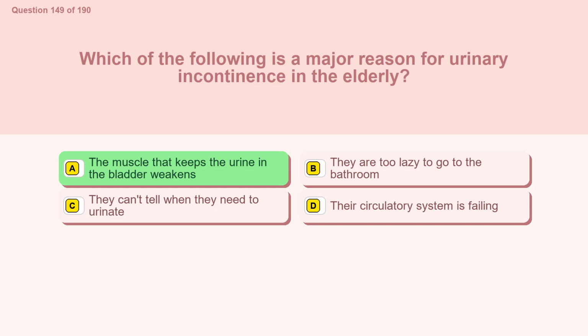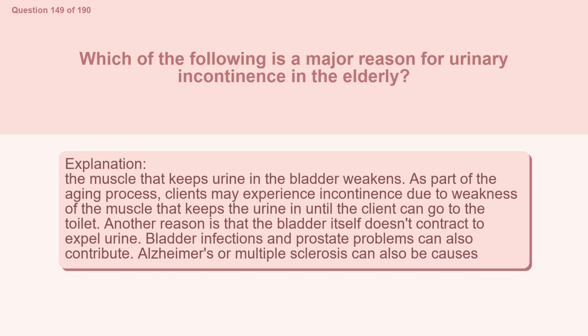The correct answer is option A. The muscle that keeps urine in the bladder weakens. As part of the aging process, clients may experience incontinence due to weakness of the muscle that keeps the urine in until the client can go to the toilet. Another reason is that the bladder itself doesn't contract to expel urine. Bladder infections and prostate problems can also contribute. Alzheimer's or multiple sclerosis can also be causes.